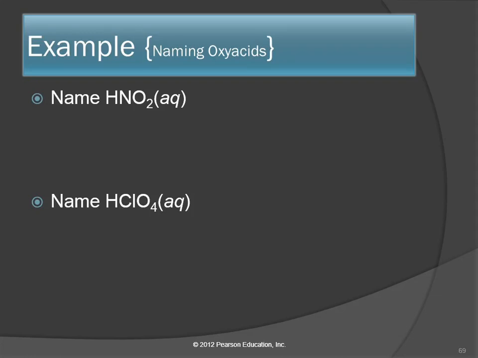Let's just be daring and do something else. How about HClO? Well, cover up the H. What's the name of that ion? Hypochlorite, right? So what I'm going to do is get rid of the ite and change it to what? Us. Bite us. Chlorus. Hypochlorous acid.